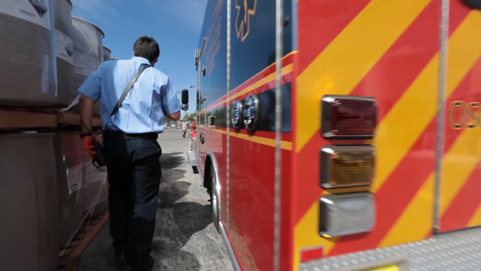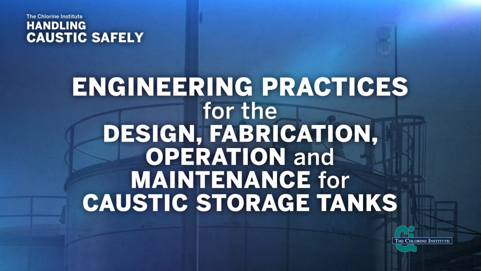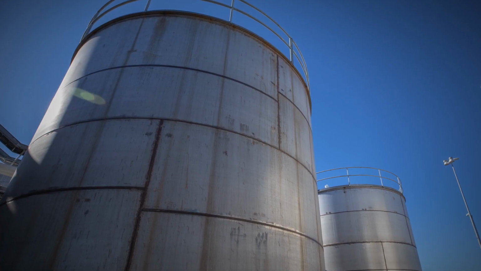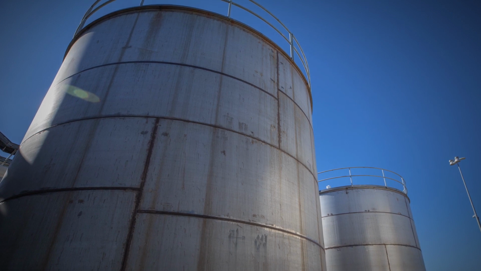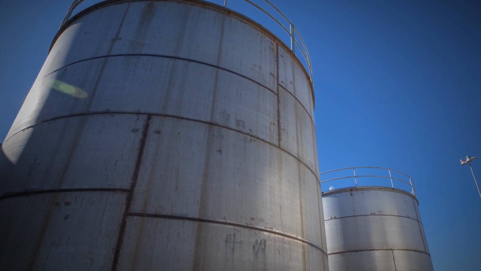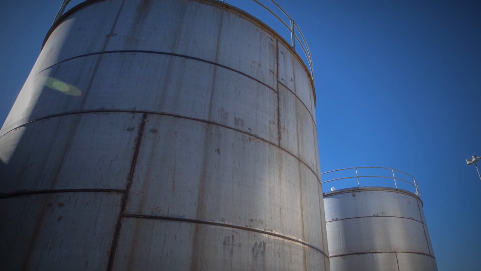The guidelines in this section are intended to provide sound engineering practices for the design, fabrication, operation, and maintenance of above-ground caustic storage tanks. Please reference pamphlet 94 for additional information. The most common material for tank construction is carbon steel for 50% caustic storage tanks maintained below 120 degrees Fahrenheit.